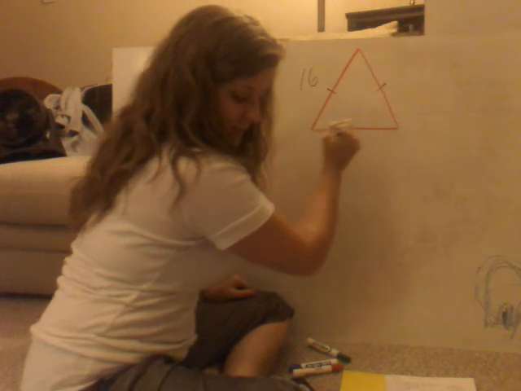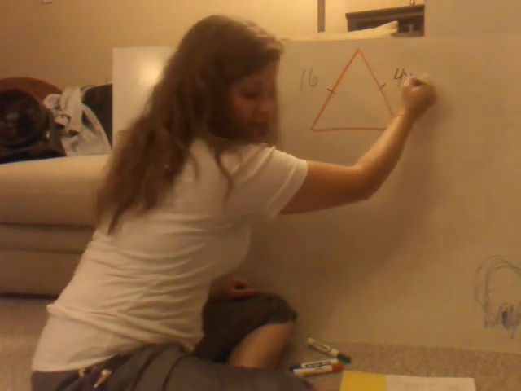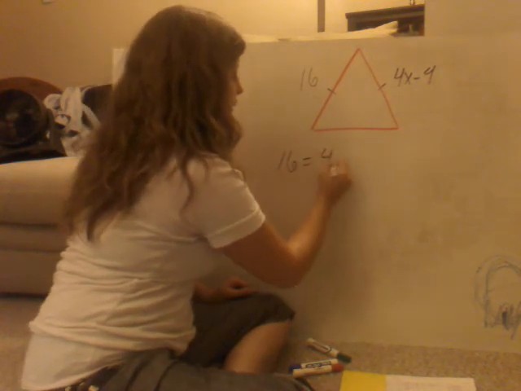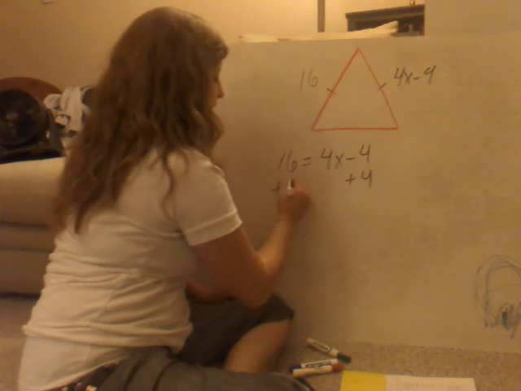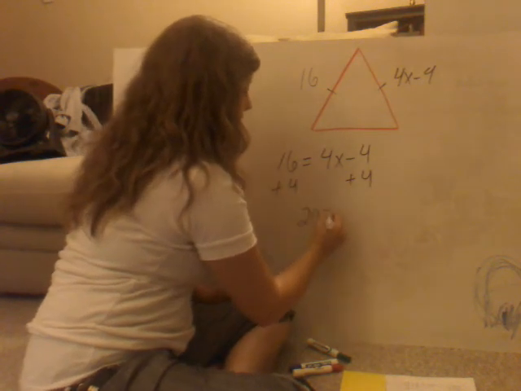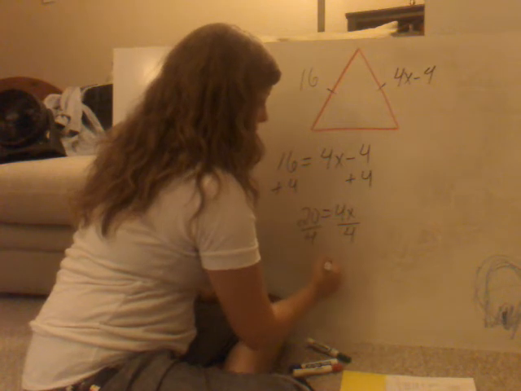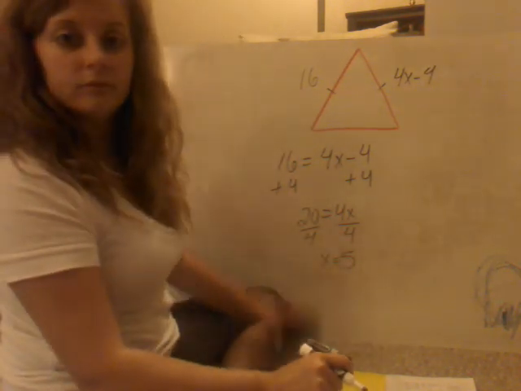Alright, so number 22, 16 on the left, and 4x minus 4 on the right. So 16 is equal to 4x minus 4. I add 4 to both sides. I've got 20 is equal to 4x. Divide by 4. X is equal to 5. Done.